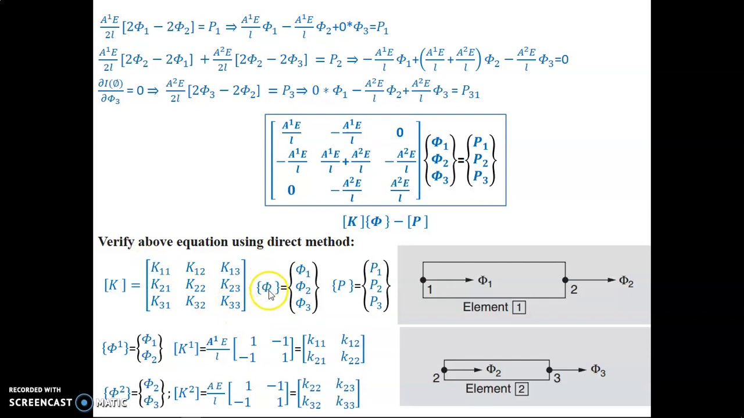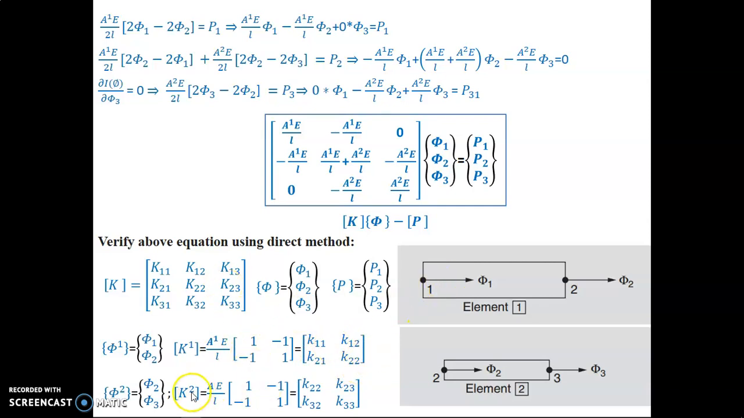Now again, phi is the displacement matrix, which can be represented as a column vector phi1, phi2, phi3, and P is the force vector P1, P2, P3. So for the first element, which is between the first and the second node, as from the previous lecture, the local stiffness matrix can be written as AE by L and these terms. When we multiply, we will be multiplying with A1 E by L, we will be getting the K11, K12, K21, K22 contribution towards the global matrix.